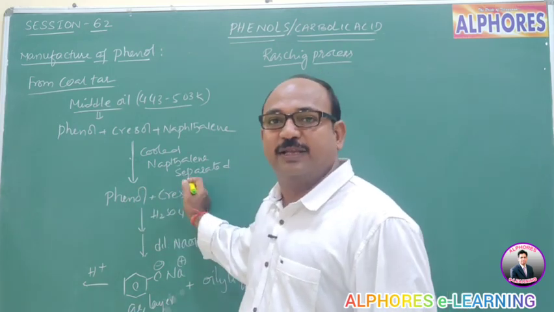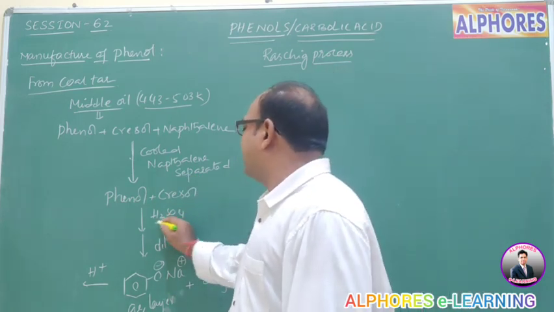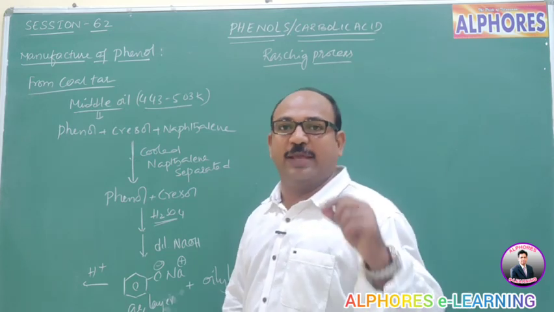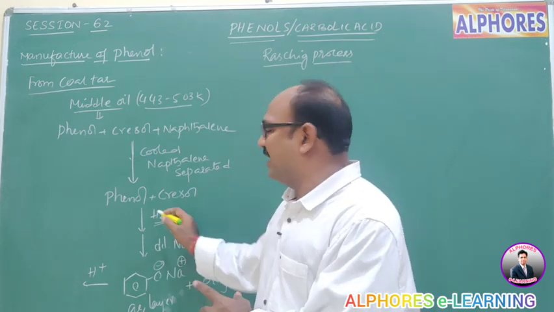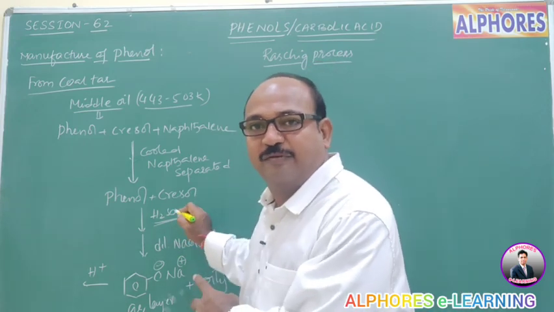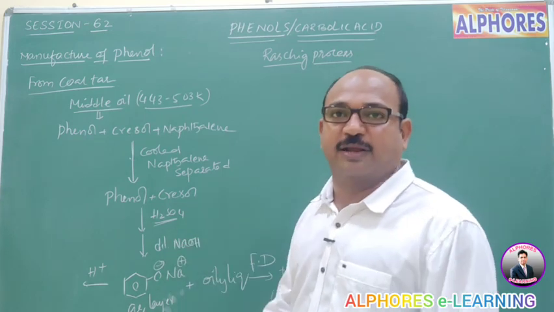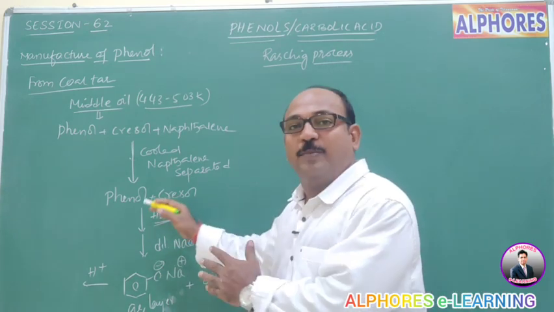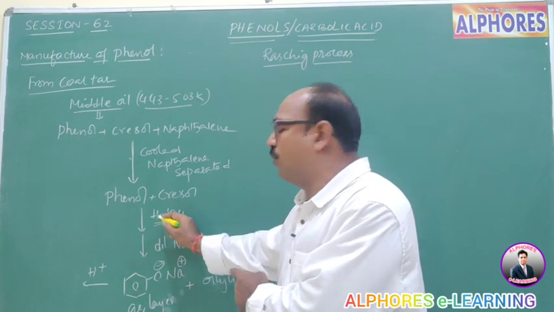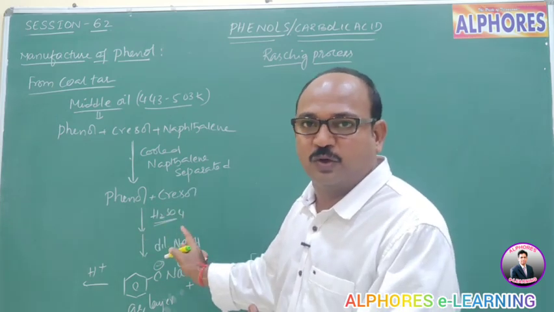This phenol and cresol is treated with sulfuric acid. We are using sulfuric acid to remove any basic impurities. If any basic impurities are there, for removal of those basic impurities we are treating with sulfuric acid, and further reacting with dilute sodium hydroxide. Whenever the basic impurities are removed by using sulfuric acid, now we are having only phenol and cresol.